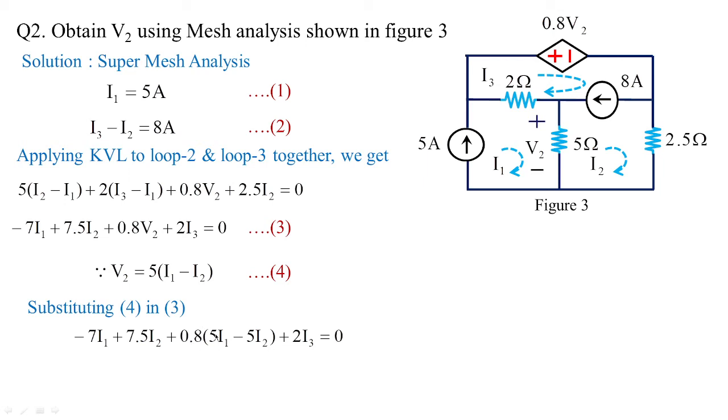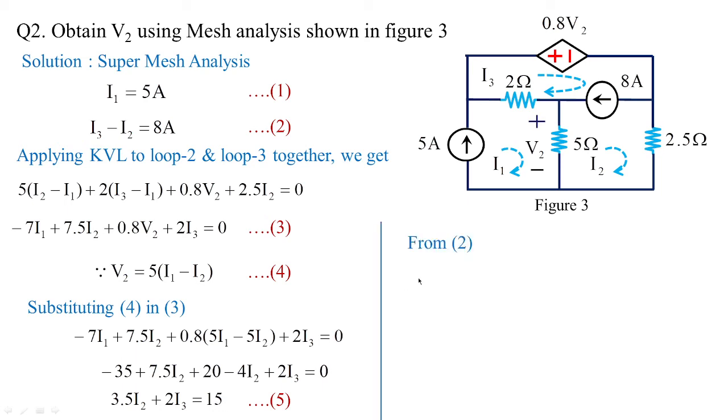This you need to keep in your mind. Then you have 7.5 I2 minus 4 I2. This 5 multiplied with 0.8 becomes 4. So 7.5 I2 minus 4 I2 becomes 3.5 I2. Is this clear? And actually you have plus 2 I3 equal to 0. So I'm just substituting the values which I have dictated. So I'll be getting 3.5 I2 plus 2 I3, and minus 35 plus 20 becomes 15 on the other side. So just solve equation 2 and equation 5. From 2 I have obtained minus I2 plus I3 equal to 8. And here you are getting 3.5 I2 plus 2 I3 is equal to 15.